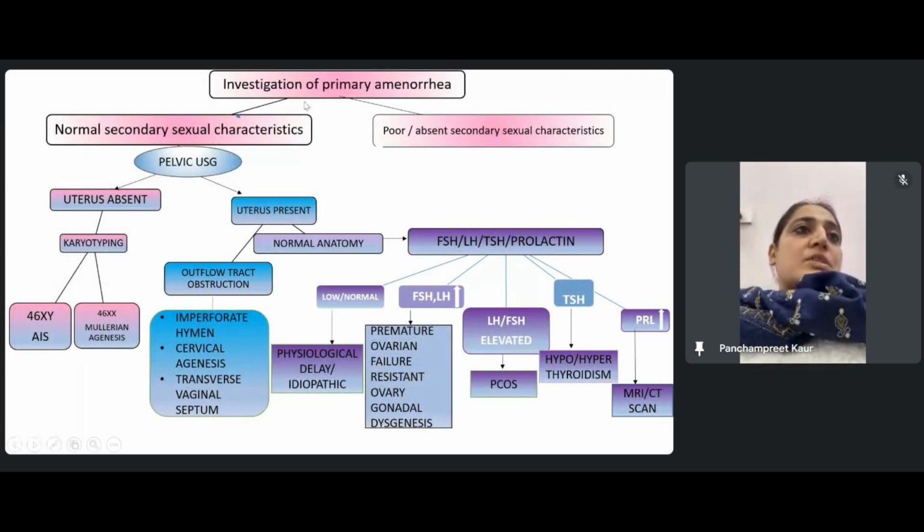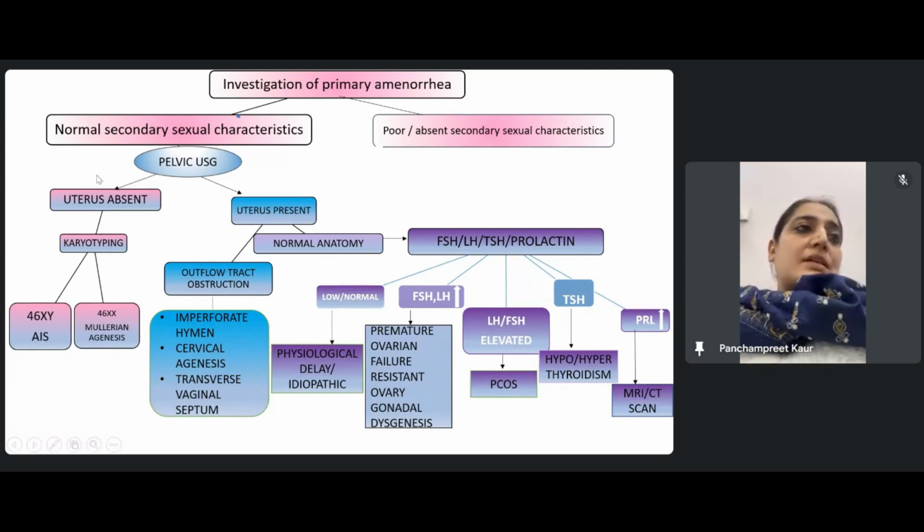So there's a flow chart which signifies how to evaluate a primary amenorrhea patient. We do a pelvic ultrasound in a woman who is having normal secondary sexual characters. If the uterus is present, rule out outflow tract obstruction. If the uterus is absent, do a karyotype. It will be 46XX in Mullerian agenesis and 46XY in androgen insensitivity syndrome.